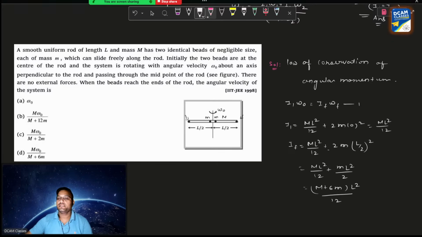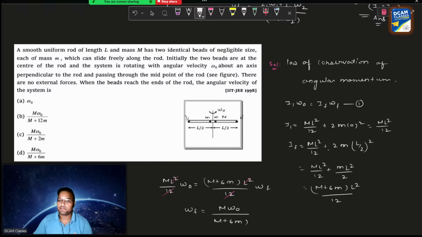Now simply you have to put it in the first equation, which is ml square by 12 into omega naught is equal to m plus 6m into L square by 12 into omega f. Cancel these out, L square, L square. So your answer will be omega final is equal to m omega naught by m plus 6m. Which option? D. Yes, D is the option.